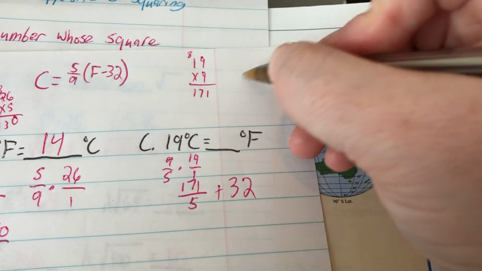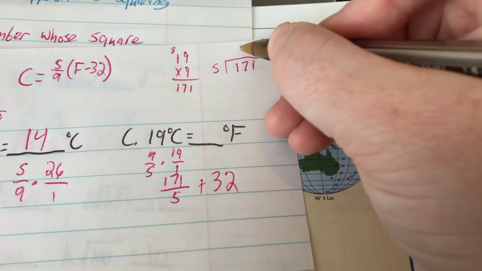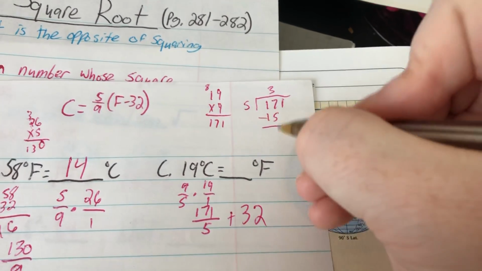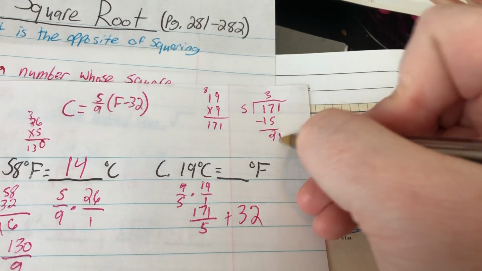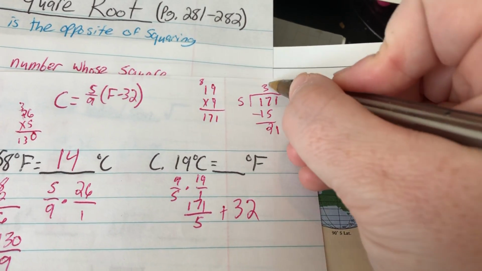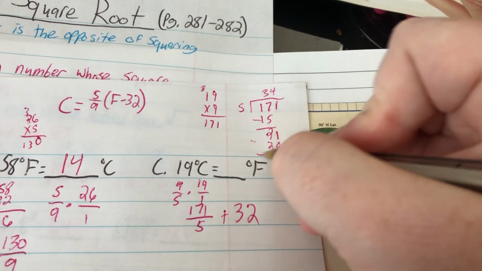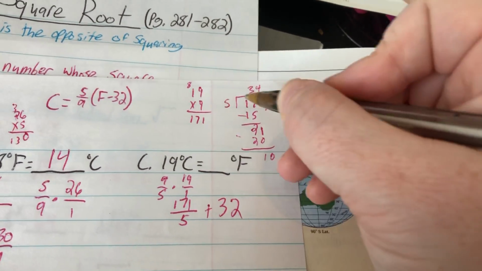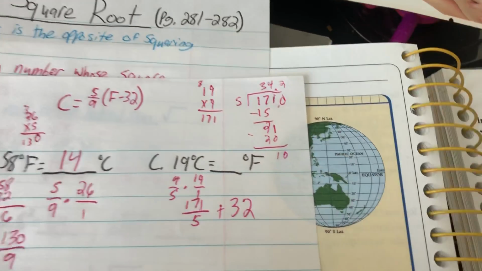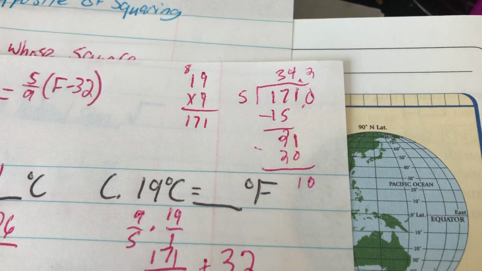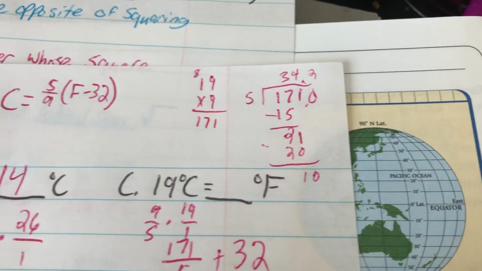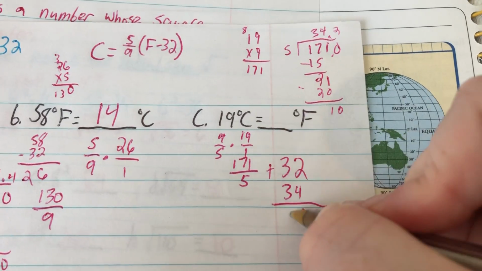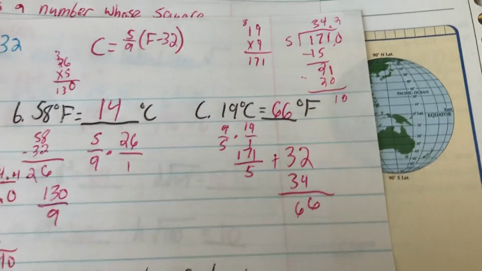So 171 divided by 5. 5 into 17 goes 3 times, which is 15. Subtract. You get 2. Bring down your 1. 5 into 21 goes 4 times, which is 20. Subtract, you get 1. Add a decimal. Bring that 0 down. 5 into 10 is 2 times. Since we're rounding to the nearest whole number, 34.2 rounded to the nearest whole number is 34. So 32 plus 34 would be 66 degrees Fahrenheit.